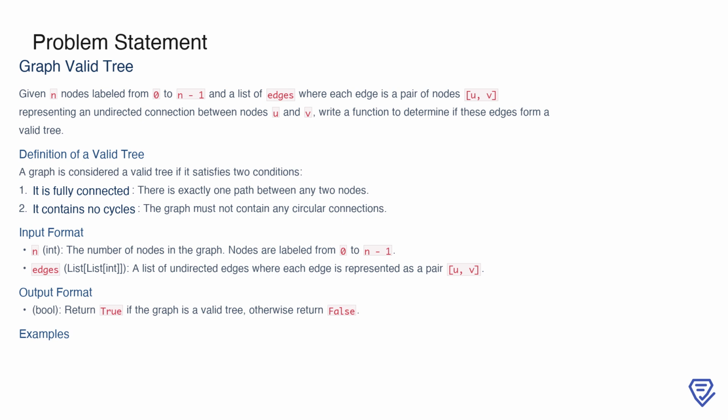Now, for a graph to be considered a valid tree, it must meet two key conditions. First, it must be fully connected, meaning there should be exactly one path between any pair of nodes. Second, it must be acyclic, no circular connections are allowed. For the input, we are given the integer n, representing the number of nodes, and a list of edges connecting those nodes. The output is a Boolean value, true if the graph is a valid tree, and false otherwise.